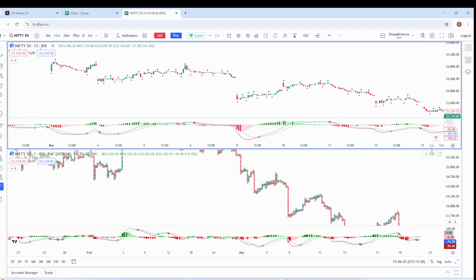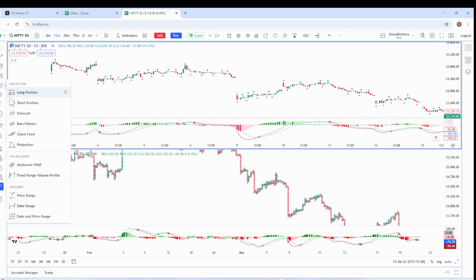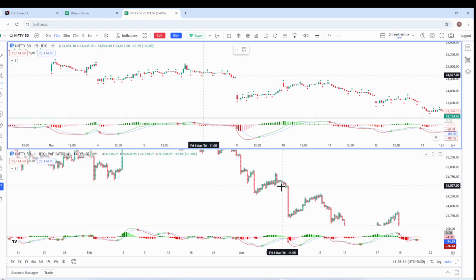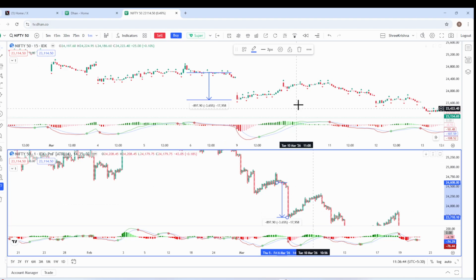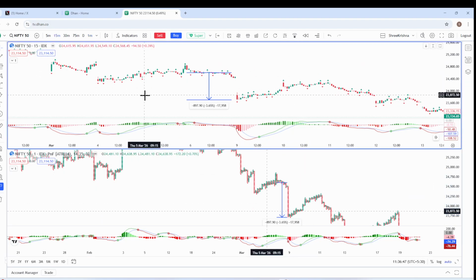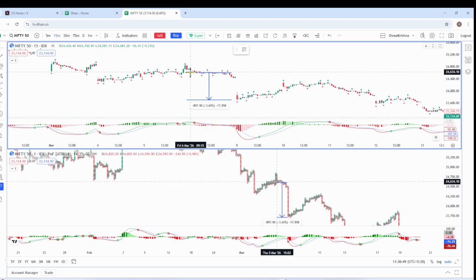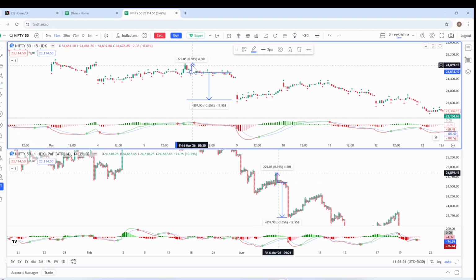And this is the money. This is the money, 897 points. Exactly 897 points. And this is big money. And what is your stop? Your stop is just around 225 points.